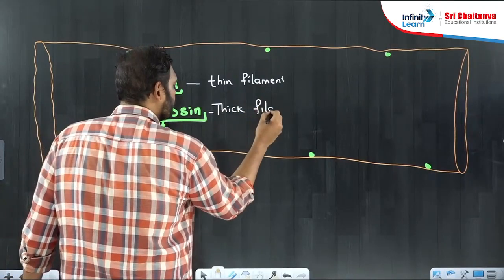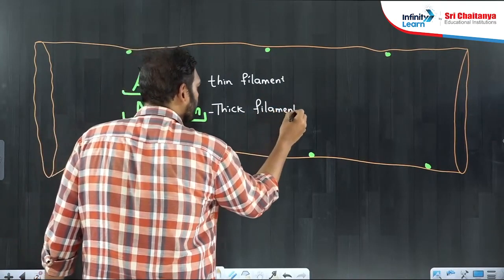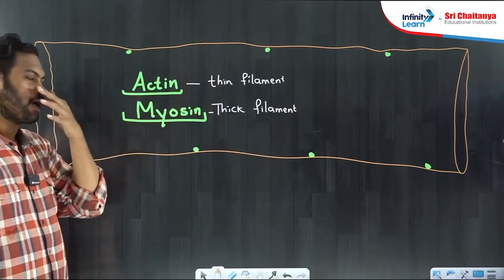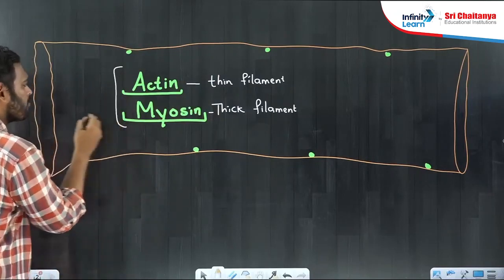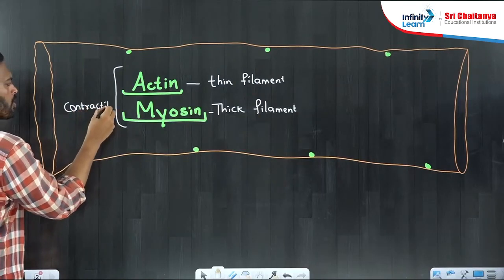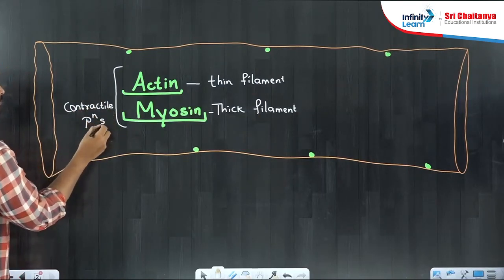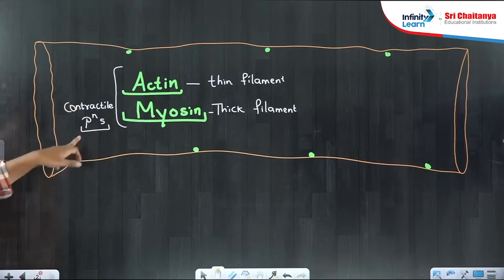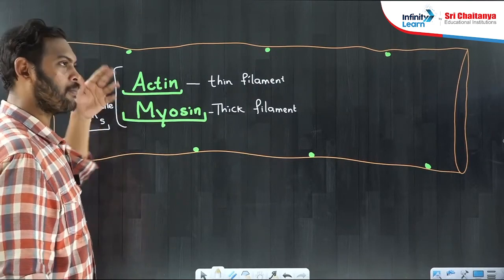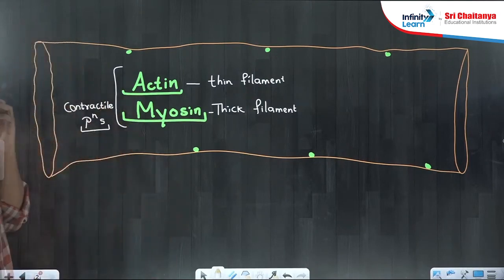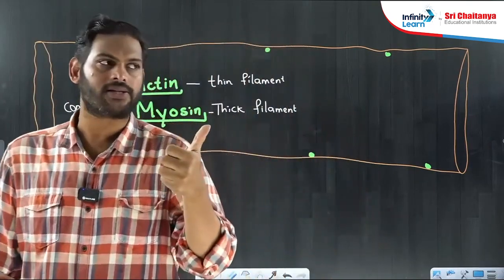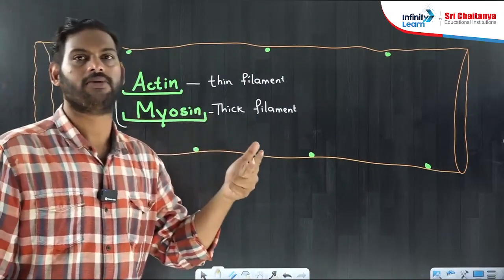Done. Actin is the thin filament, myosin is the thick filament. These are referred to as contractile proteins. Okay, this is the symbol we use as a shortcut for proteins. Done. Is it clear to this point? Guys, actin is the thin filament, myosin is the thick filament, okay?